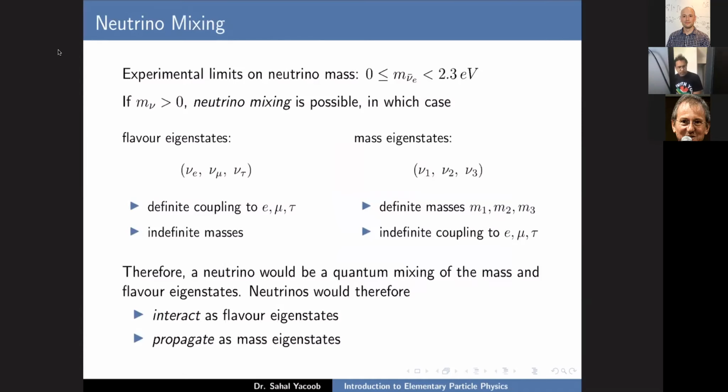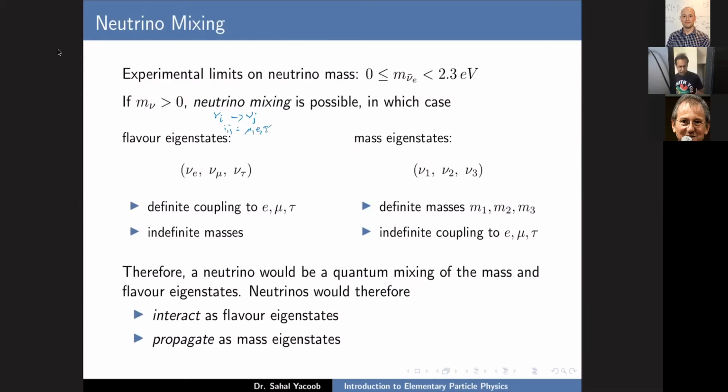And that was resolved with the idea of neutrino mixing. So remember, the experimental limits on neutrino mass are currently that the mass is greater than 0 and less than 2.3 electron volts. If the mass is greater than 0, and only if the mass is greater than 0, something called neutrino mixing is possible. And what neutrino mixing is when a neutrino of type I becomes a neutrino of type J, where I and J are equal to muon, electron, or tauon.